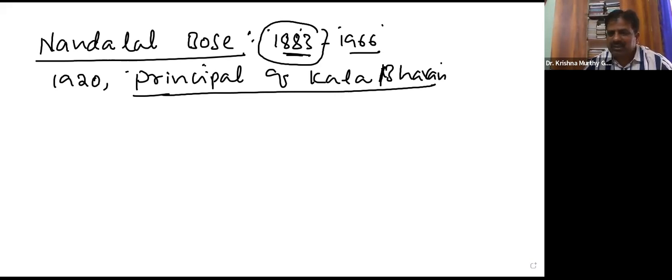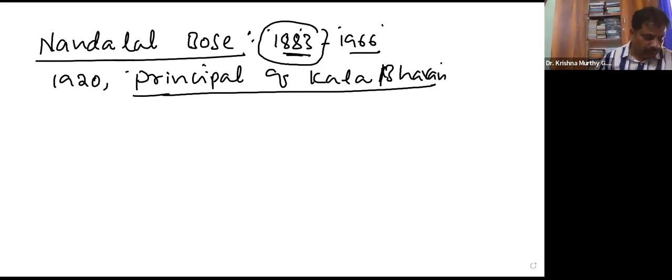The Archaeological Survey supported all the cultural associations of this country, but it had restrictions over them. All such institutions or associations were not working independently. They were working under the direction of the ASI. So therefore, he worked as the principal of Kala Bhavana. Another important development on account of his overall contributions: in post-independence he received the Padma Bhushan Award in the year 1961.